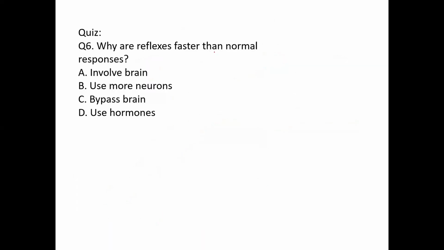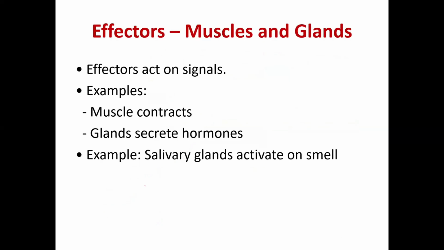Why are reflexes faster than normal responses? Because they bypass the brain. Effector: which are the organism's effectors? Basically it's muscle or it may be a gland. Effectors act on signals. For example, muscle contracts, glands secrete hormones, such as salivary glands activating on smell. If we smell something sweet, a very pleasant food odor, our salivary glands automatically activate and release saliva.